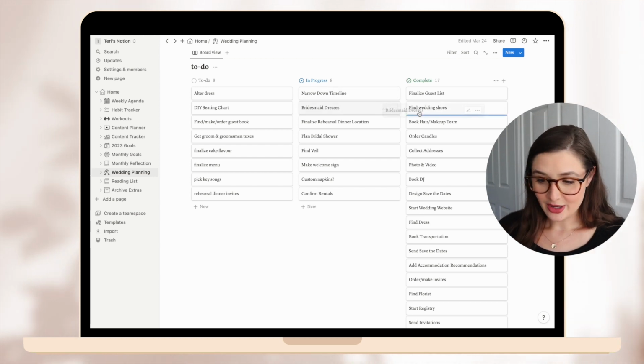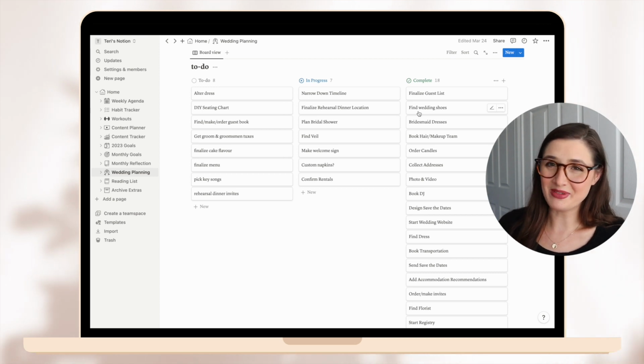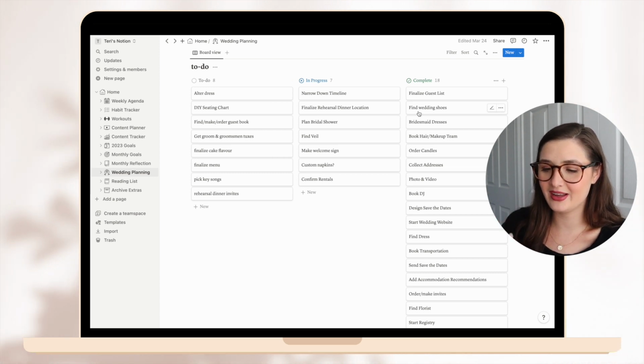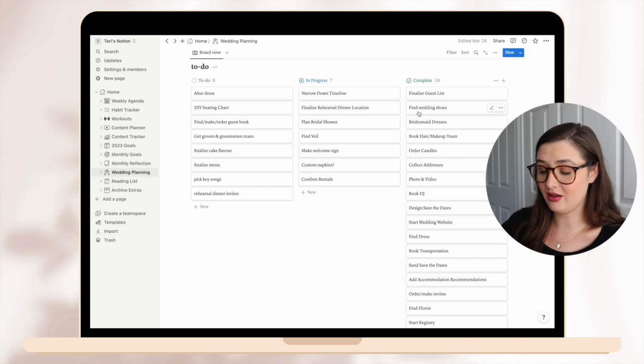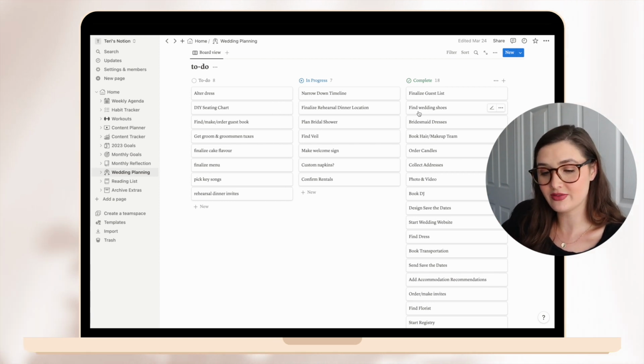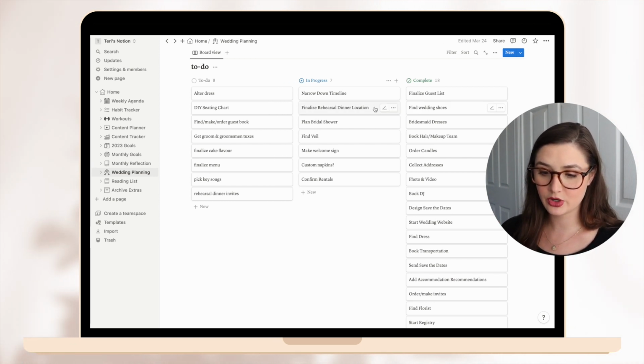Bridesmaids dresses, they're booked. They've been ordered. They're on the way. So technically that's complete. All that's left to do is just alterations if they're needed when they arrive. Finalize rehearsal dinner location. That is complete.